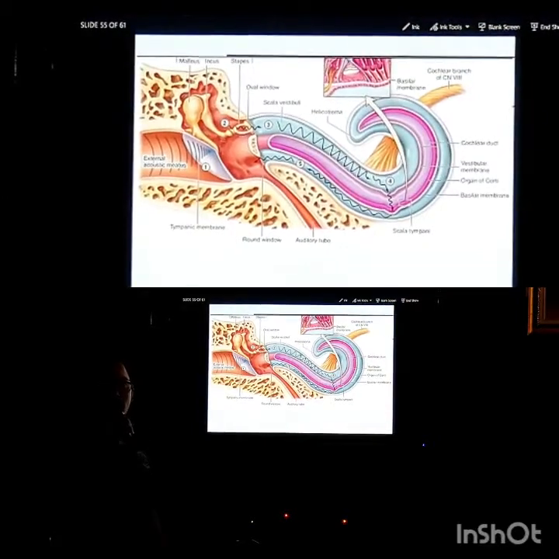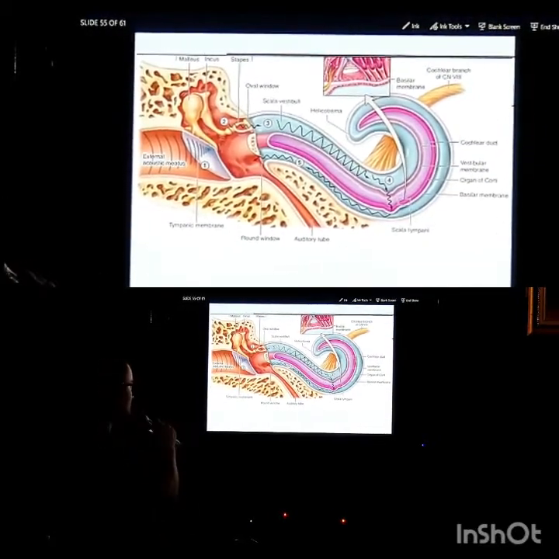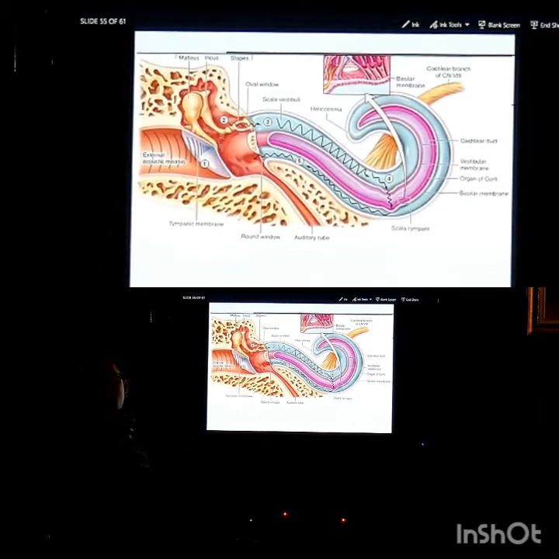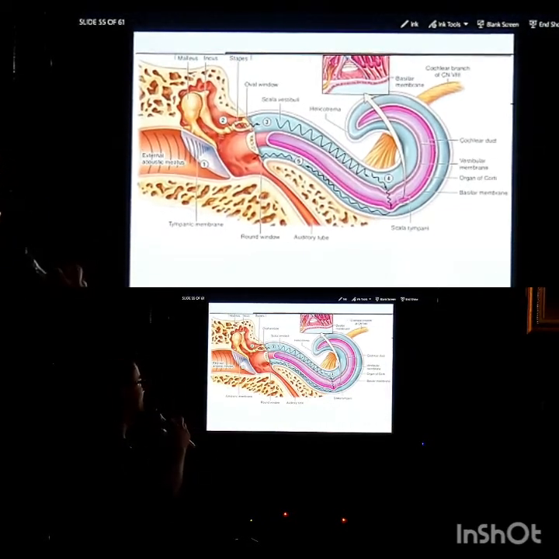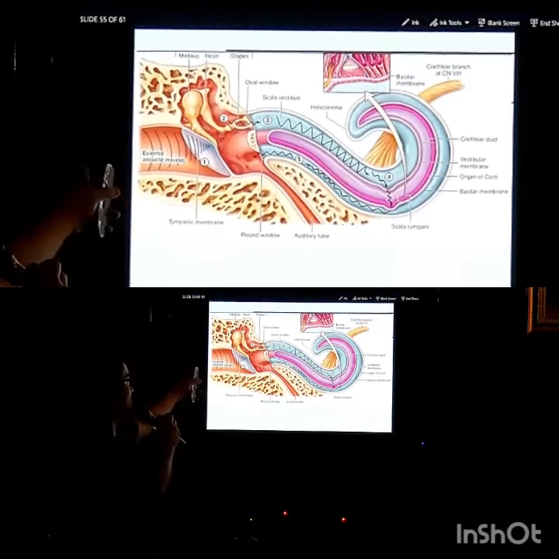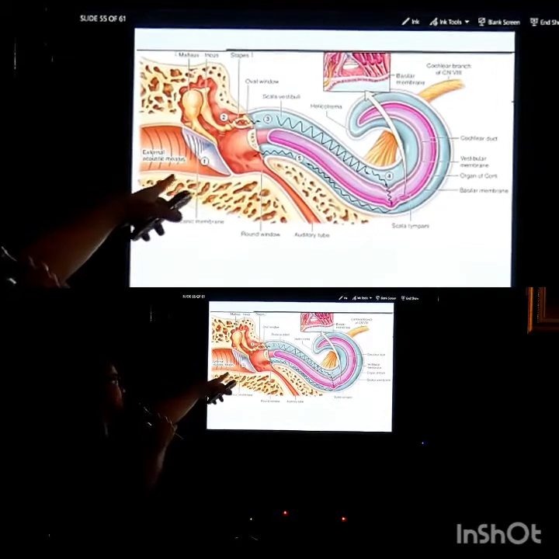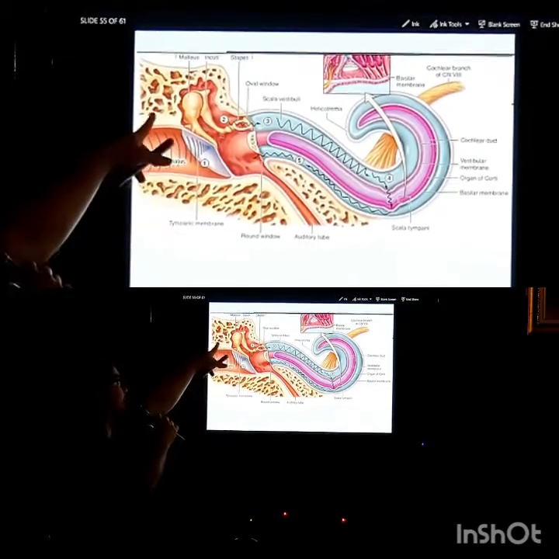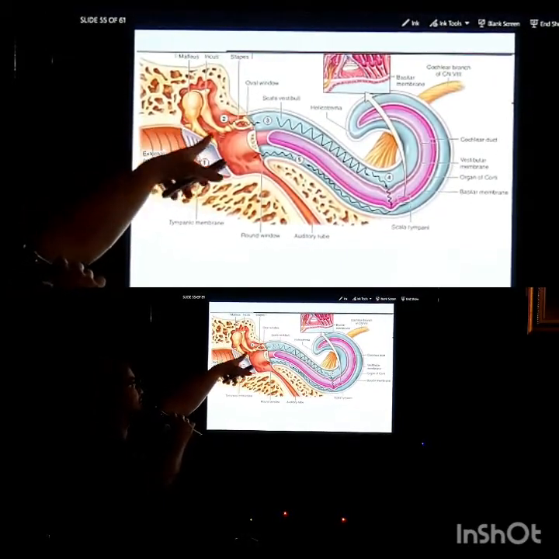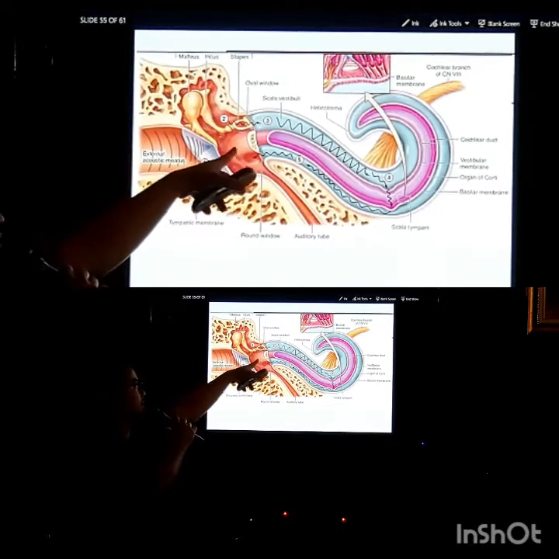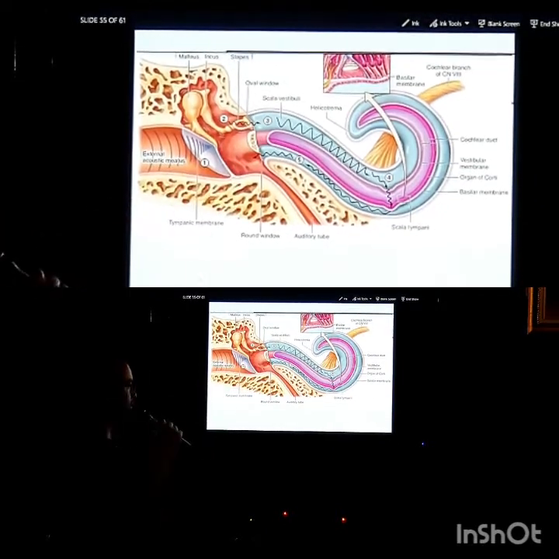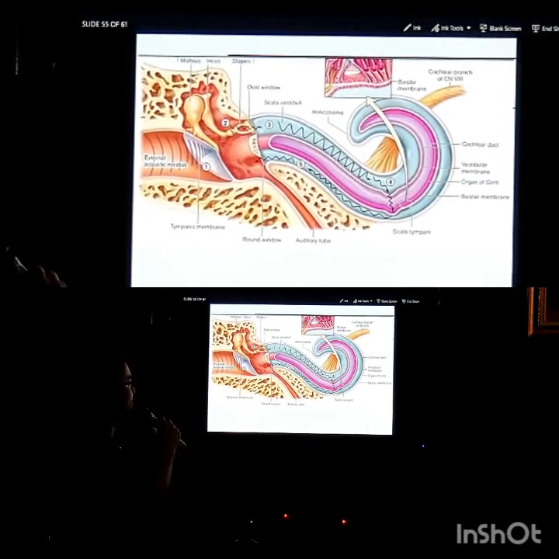Okay, so let's now sum up the relationship between the outer ear, the middle ear, and the inner ear. The outer ear extends from the auricle or the pinna up to the eardrum or the tympanic membrane. The middle ear is the air-filled tympanic cavity, which connects the ossicles, and it's in relation with the inner ear. The inner ear is composed of the cochlea, the vestibular organs, and the semicircular canals.